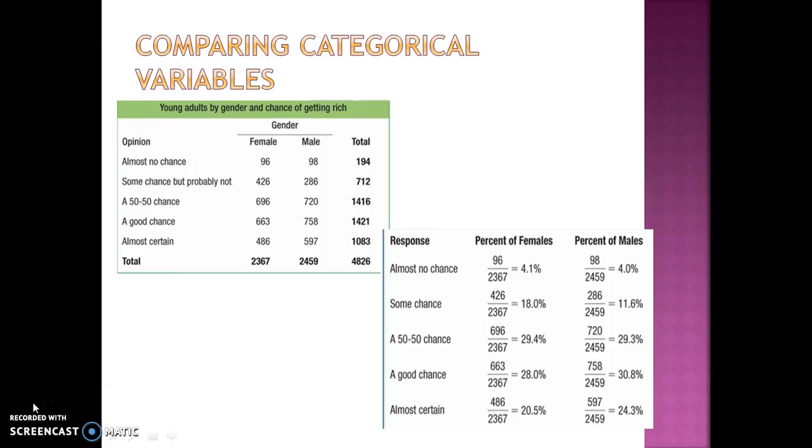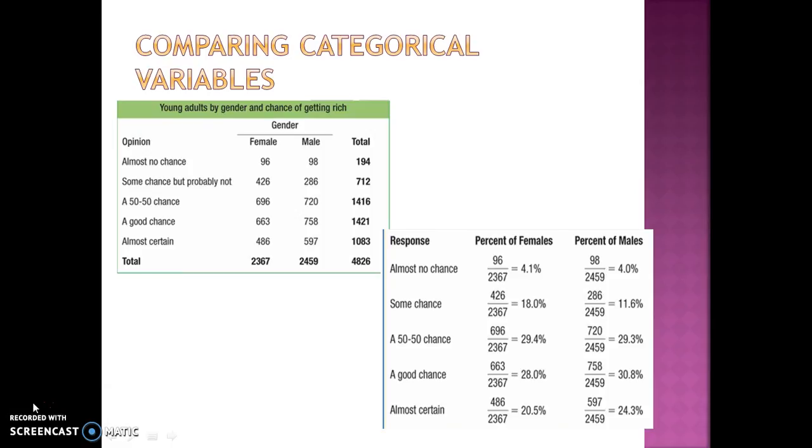Alright, now I'm just going to compare the two, males and females. This is going to give me an overall way to see where males and females differ. As you can see, almost no chance, they both had around 4%. And a 50-50 chance, they both had about 29.4 and 29.3%. So it helps me see where the two genders differ.